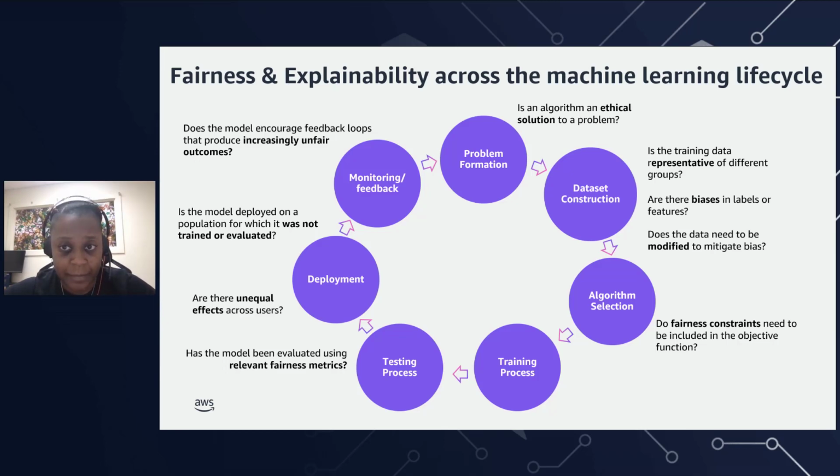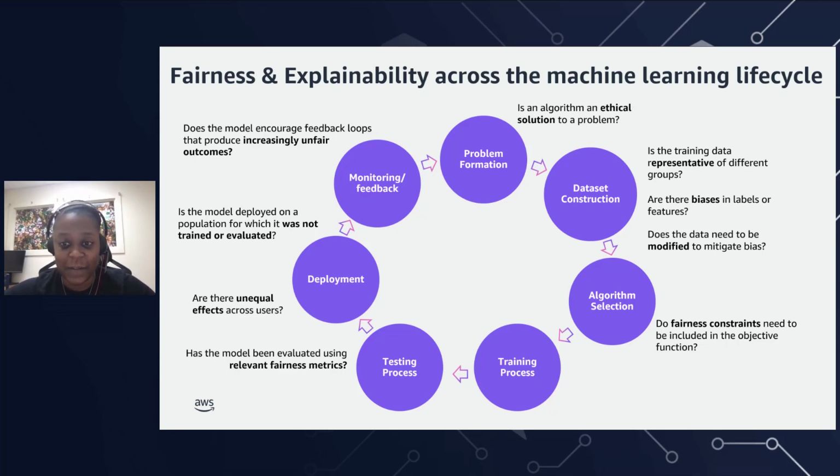In the dataset construction, is the training data representative of the different groups that are actually going to have this technology used on them? Are there biases in labels or features? Does the data need to be modified to mitigate bias? In terms of biases in labels, think about how your data was annotated, especially with commercial datasets or open source datasets. You want to make sure you do your due diligence in making sure that those were properly and ethically sourced.